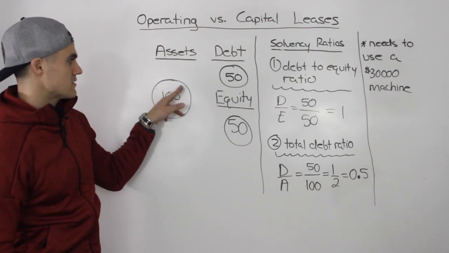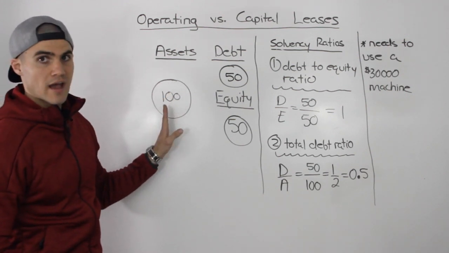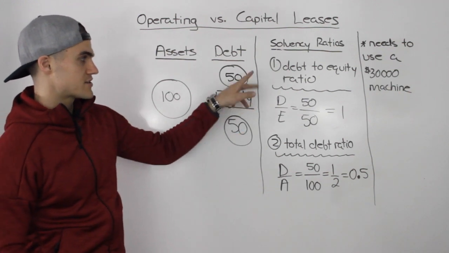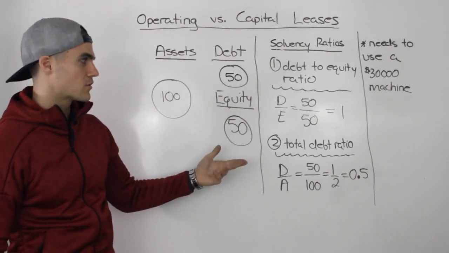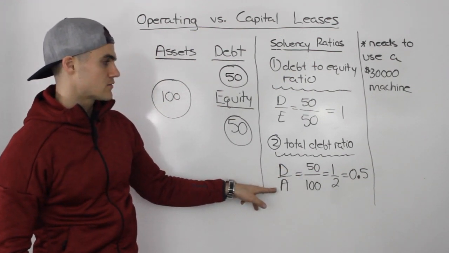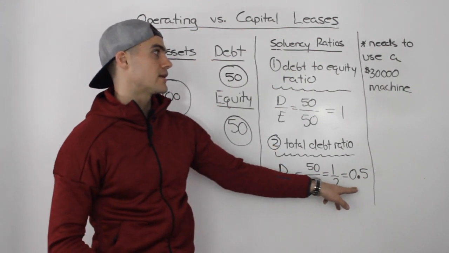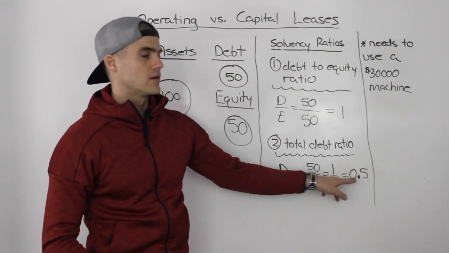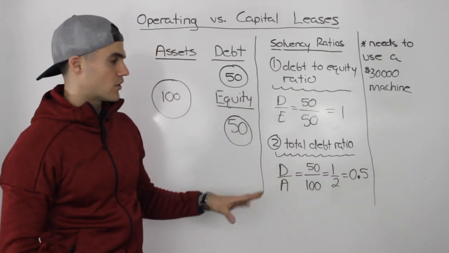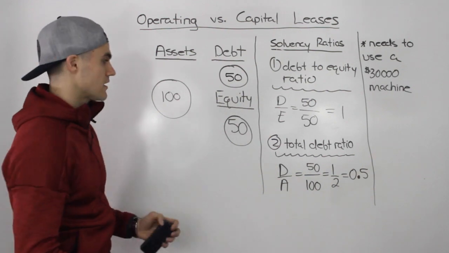So notice how it's still that $100,000 worth of assets on the left side, debt is 50, equity is 50, and then the solvency ratios are the same as they were before. The debt to equity ratio is 1, debt to asset ratio, or the total debt ratio, is 0.5. So notice how the solvency ratios didn't get worse, they stayed the same, which is great.